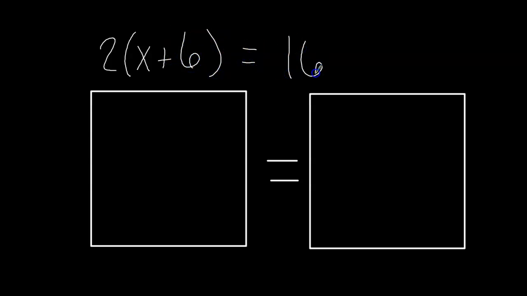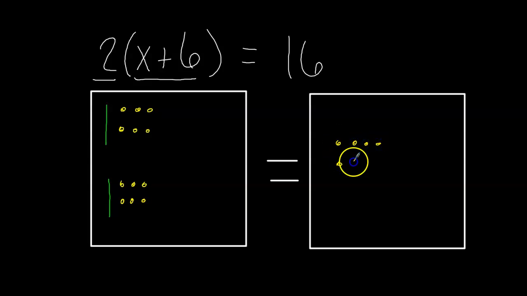So our first problem is going to be 2 parentheses x plus 6 equals 16. So first of all, I'm going to draw it out. So this problem now says I have two groups of x plus 6. So x plus 6, and I have two groups of that. And then the other side, it equals 16. So I have 16 positives.